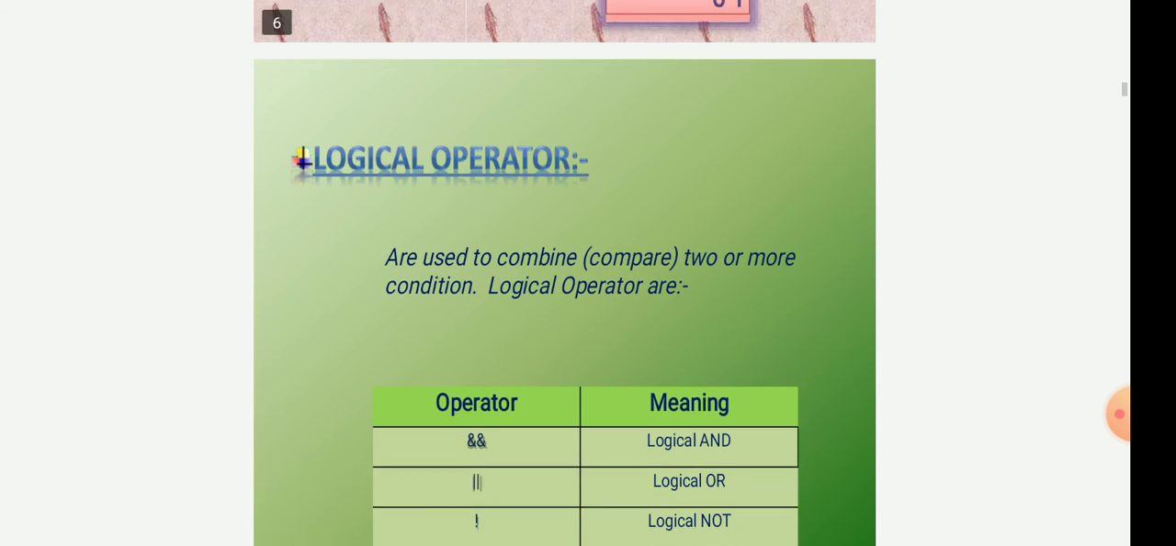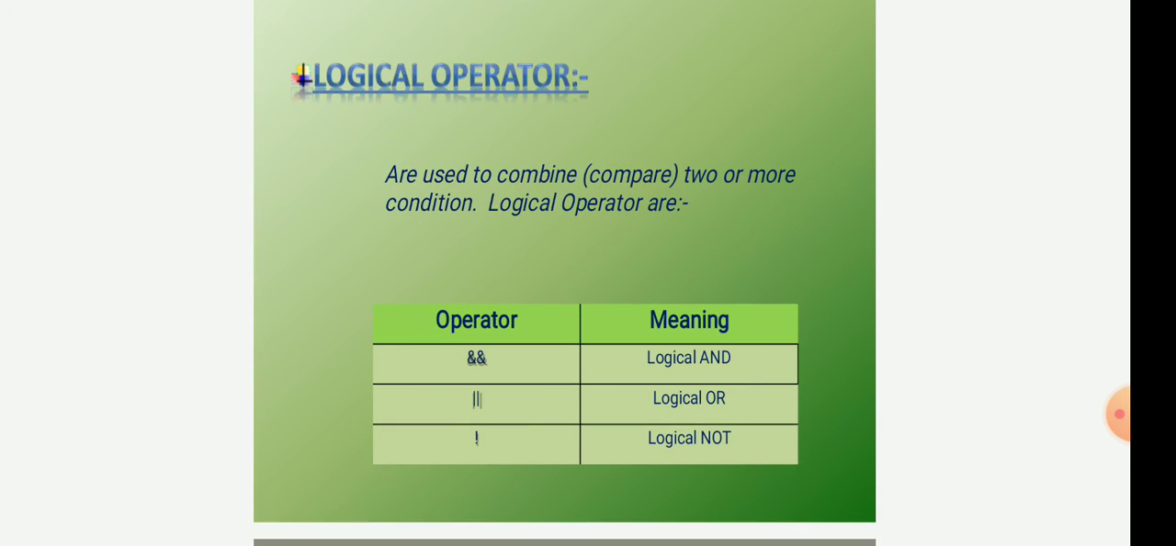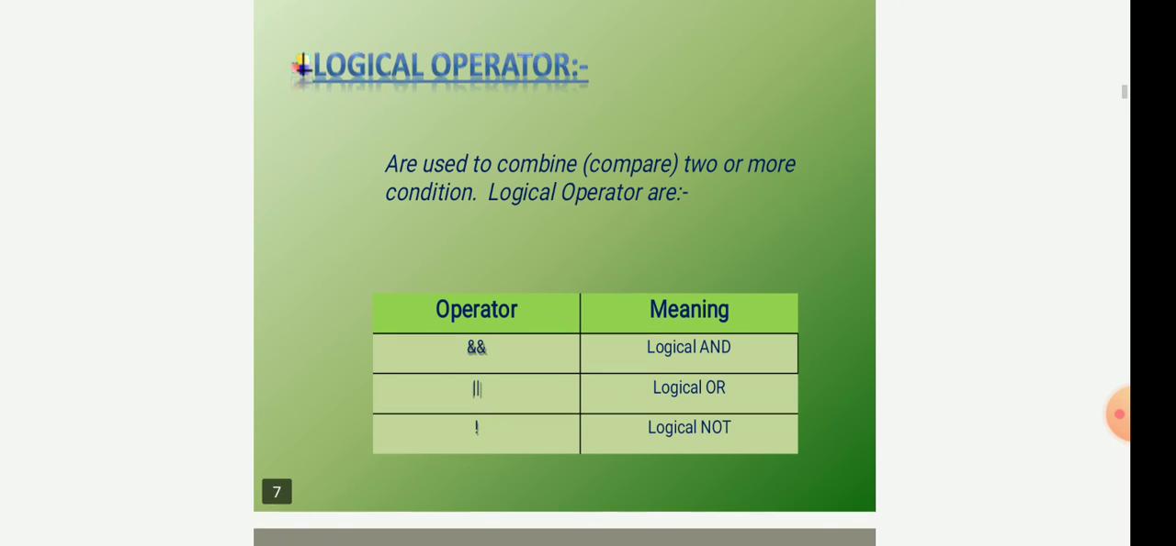Now we are covering logical operators. So why are we using logical operators? Dear students, if you want to combine two or more conditions, or sometimes compare two or more conditions, then we use logical operators, and the operators are logical AND, logical OR, and logical NOT.